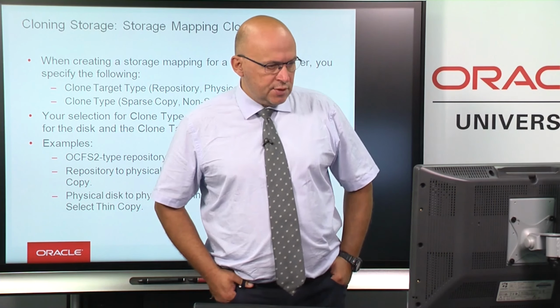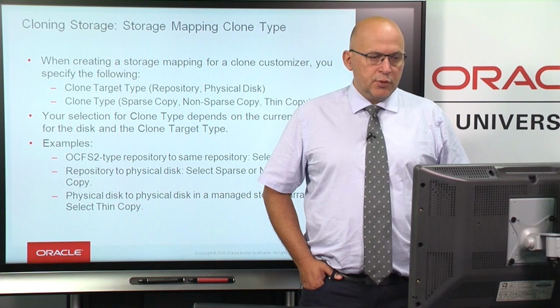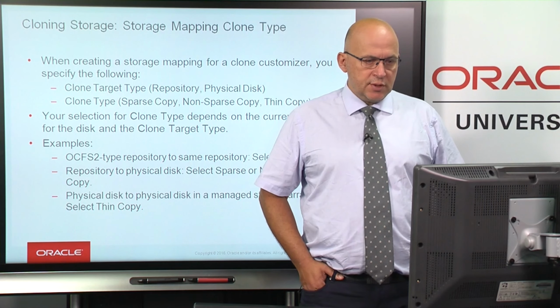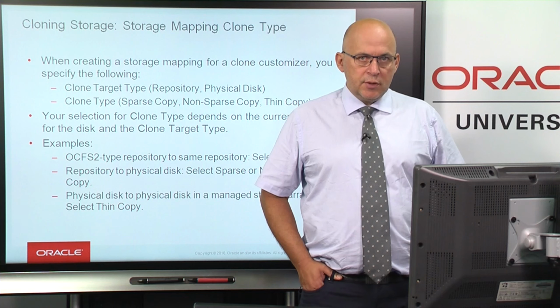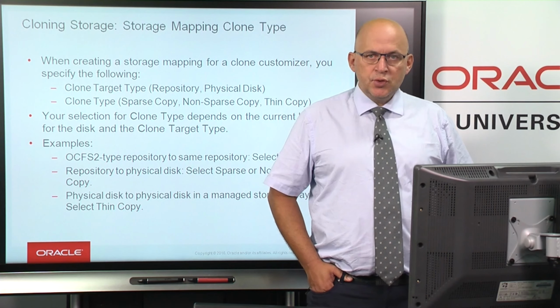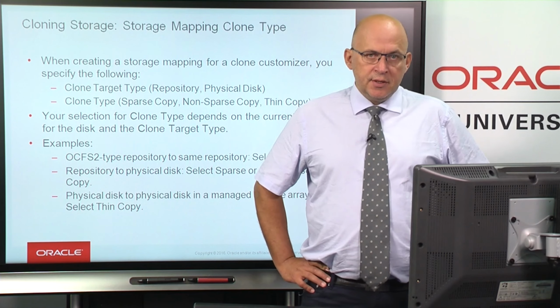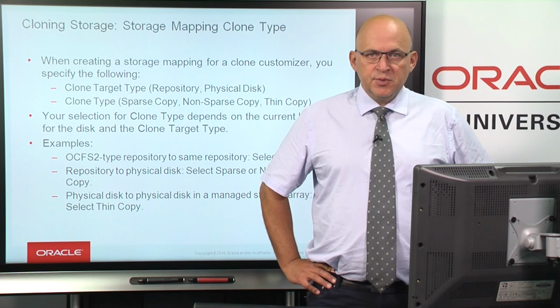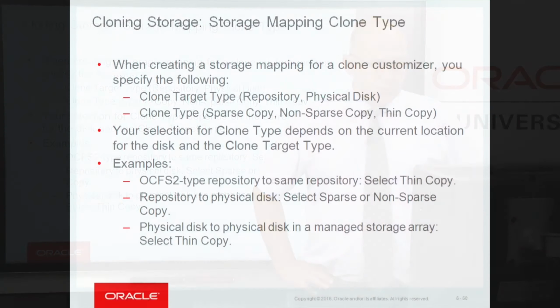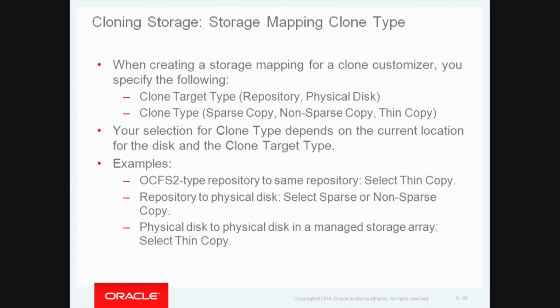And we have some examples. OCFS2 repository to the same repository, sorry. So you are working inside the same OCFS2 repository, so you have to use the thin copy, okay. Repository to physical disk, then you have the selection of sparse or non-sparse copy. Which one is the best one? It depends on your own requirements again. Physical disk to physical disk in a managed storage array. So inside the managed storage array, because you have, let's say, specific plugins, again, you have to use the thin copy.